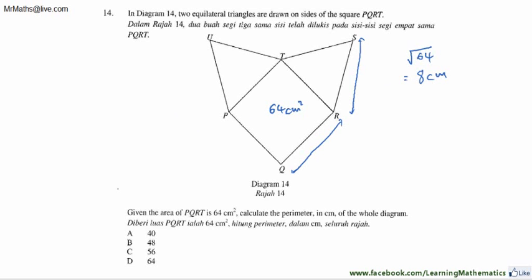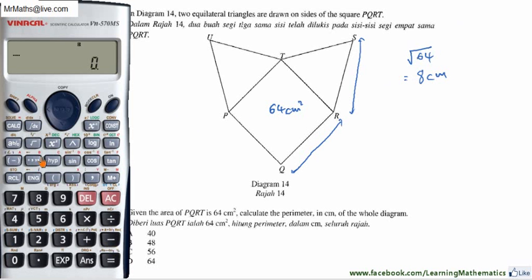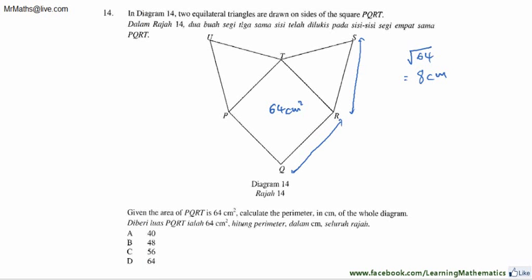We can check. If you are not so sure, we can use our calculator. Square root of 64 is 8. Alright, so everything is 8 here. So this is 8 cm, 8 cm, 8 cm, 8 cm, 8 cm, 8 cm.